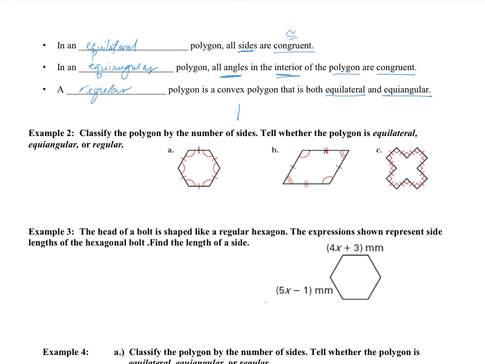So let's just look at a simple polygon such as a square. So all sides of a square are considered equilateral and all angles are equiangular, 90 degrees. So we say a square is regular and also convex. Example 2. Classify the polygon by the number of sides. So for the first one, we will call this a hexagon.